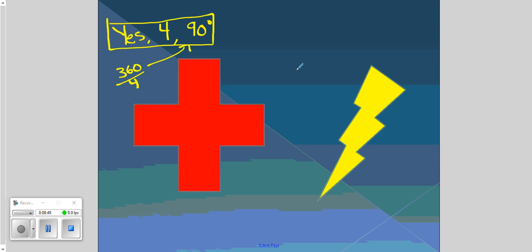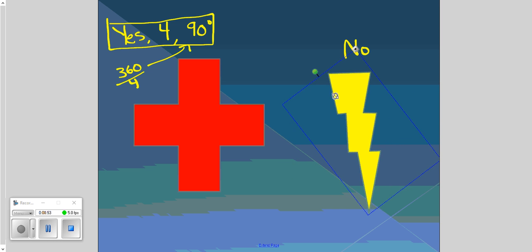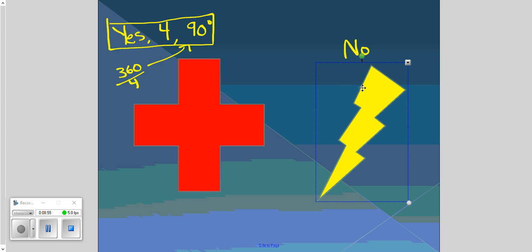And then the lightning bolt would be no. We can try it. If I spin this around, that doesn't line up, that doesn't line up, and it doesn't line up again until I get back to where I started, and that doesn't mean anything, because every object would be the same after you rotate it 360 degrees, so if that's the only one that works, the answer is no. So if yes, on the assignment, make sure you give me the order and the magnitude like I've modeled for you here.